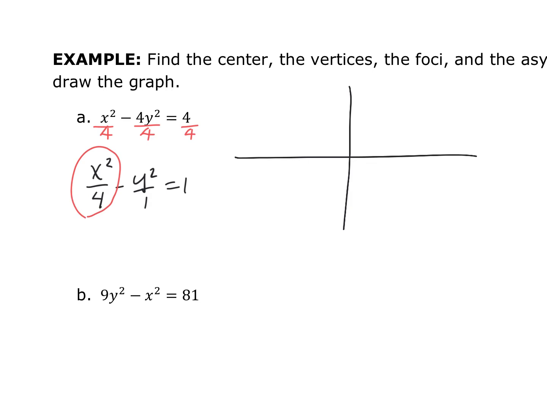So this is how I draw my hyperbola. I know from the center, in this case happens to be 0, 0, I still have to take the square root of 4, which is 2, and it's underneath the x, so I'm going to go 2 in each direction. And then I know that's where my vertices are. Here's my center, my vertices. I look to see what the value is underneath the y squared, and it happens to be 1. So I'm going to go 1 in each direction for the y.